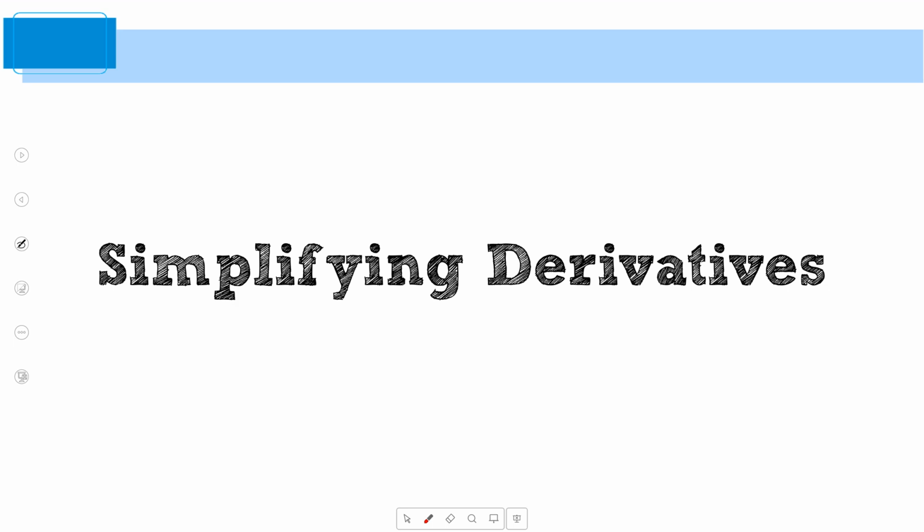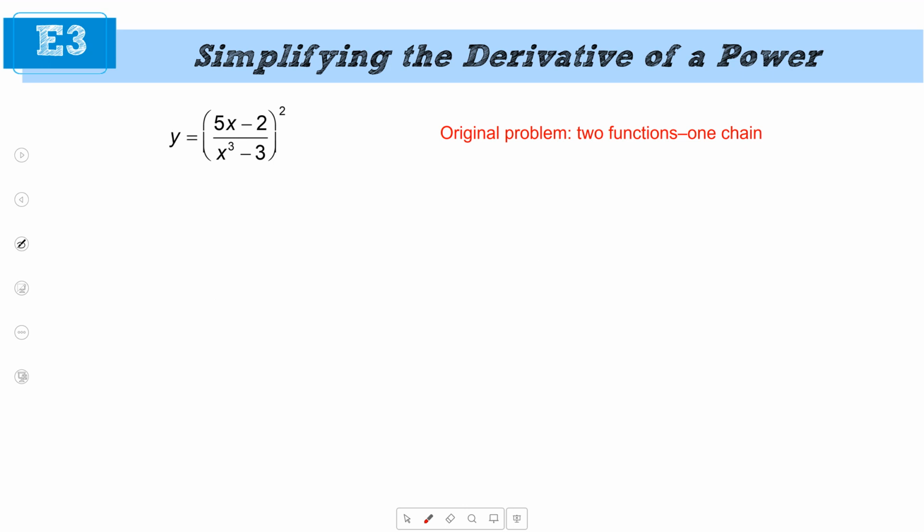Because some of these you can just keep going and going and going. So if we take something like this, we have 2 functions, 1 chain. This becomes particularly nasty because notice that my one function is a quotient rule. So I have a quotient rule wrapped up in a chain rule. I cannot tell you how much fun this is going to be. It's going to be great.